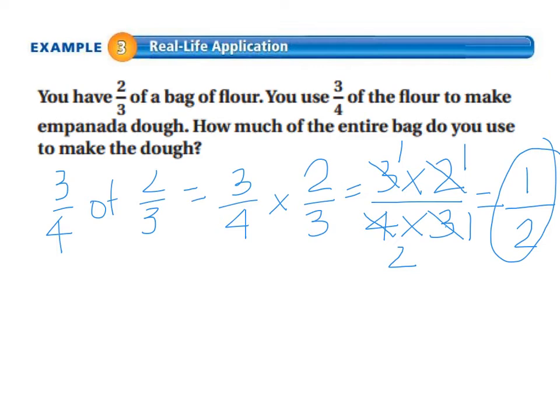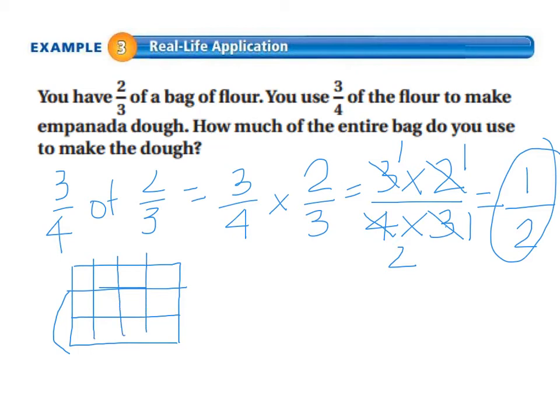Another way to do this problem is to show a model. If I drew a model and I said this was my whole bag, and I'm told that I have 2/3 of it left, so I'm going to divide it into thirds. And I have 2/3 of it left, so I have this much of it left. And then it says I need to use 3/4 of it to make the dough, so I'm going to divide it into fourths this direction. And I'm going to use 3 of those fourths. 1, 2, 3. So I am using this section of the bag.